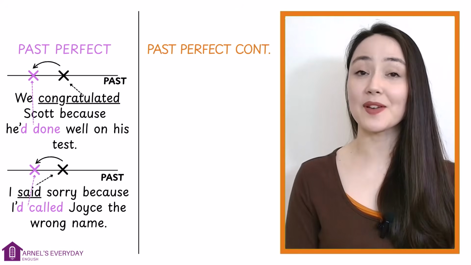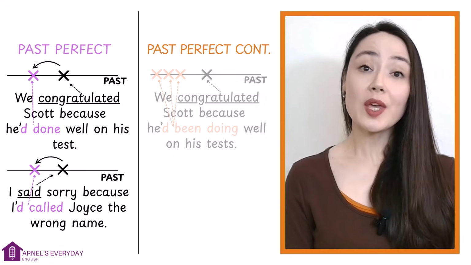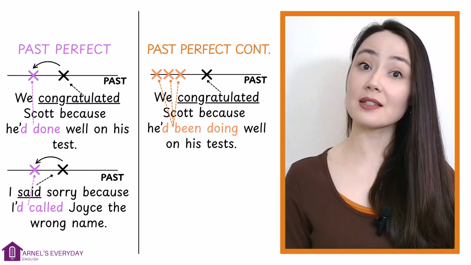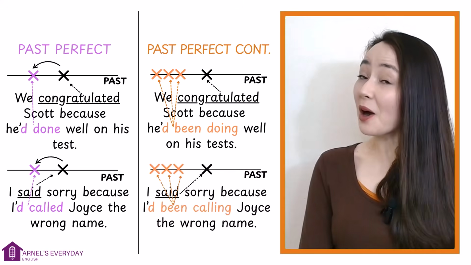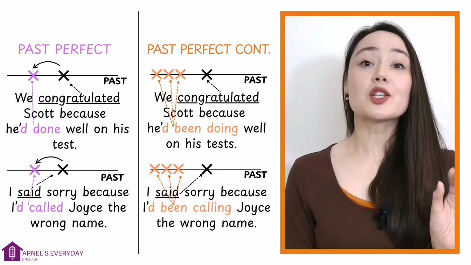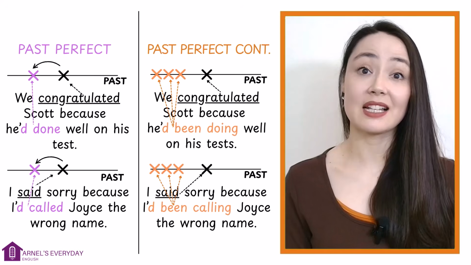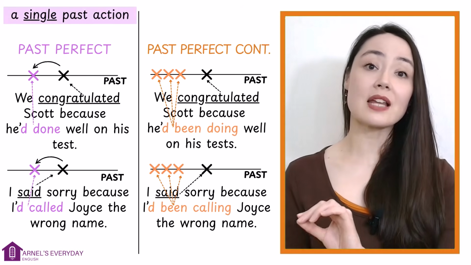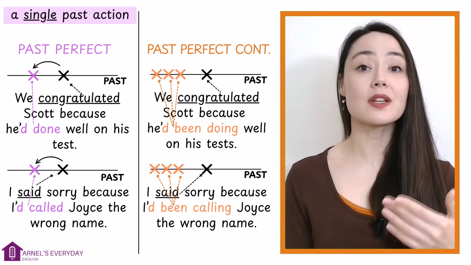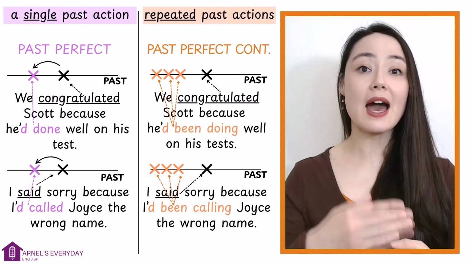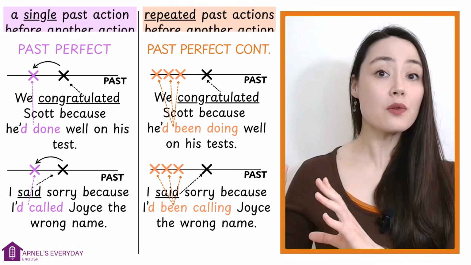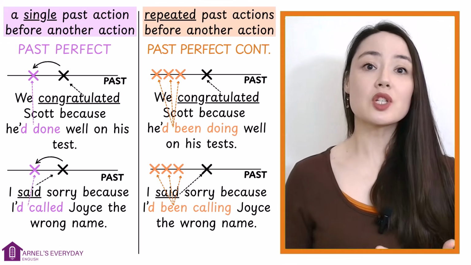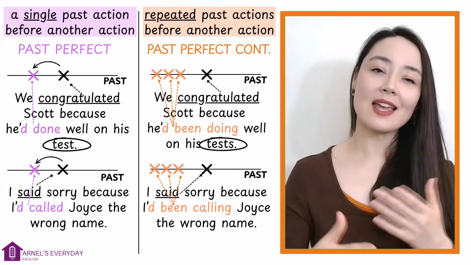Let's try the past perfect continuous. We congratulated Scott because he'd been doing well on his tests. I said sorry because I'd been calling Joyce the wrong name. That's kind of embarrassing. Past perfect, a single past action. Past perfect continuous, repeated actions. Again, for both of these, before something else. Notice how I also changed test to tests to make things consistent.